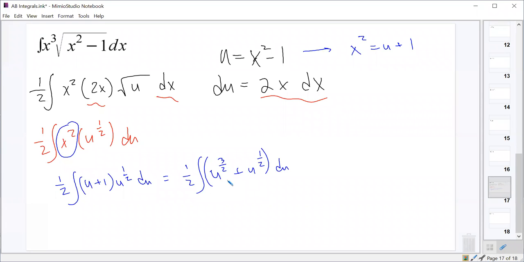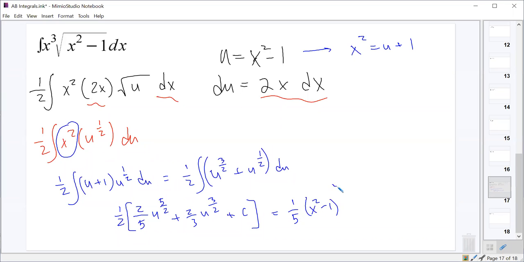All right, now it should just be a nice simple integral. U to the 3/2 becomes 2/5 u to the 5/2. So we got 1/2 of 2/5 u to the 5/2. And then u to the 1/2 becomes 2/3 u to the 3/2. I should put the plus a constant there. I almost forgot that. And if we distribute the 1/2 through, that becomes 1/5 of u, which was x squared minus 1 to the 5/2, plus 1/3 of x squared minus 1 to the 3/2, plus our constant.